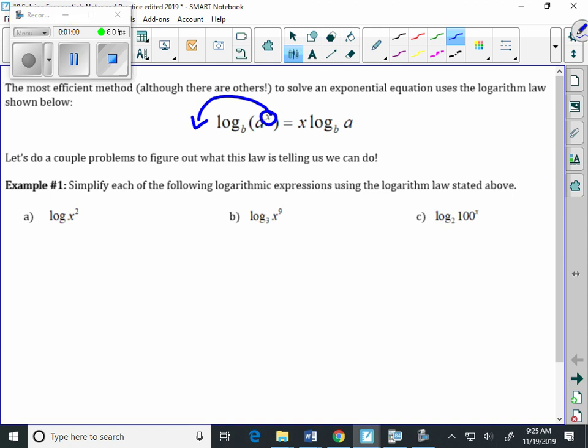If there's an exponent on that placeholder a, then we just take that exponent and we write it out in front of the logarithm. So here's how it works.